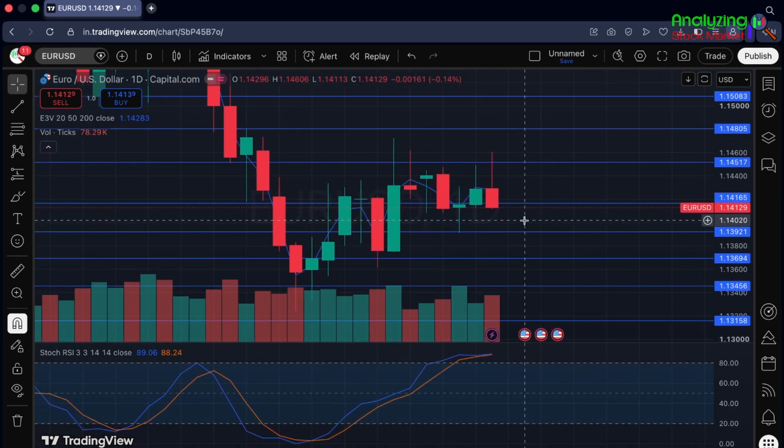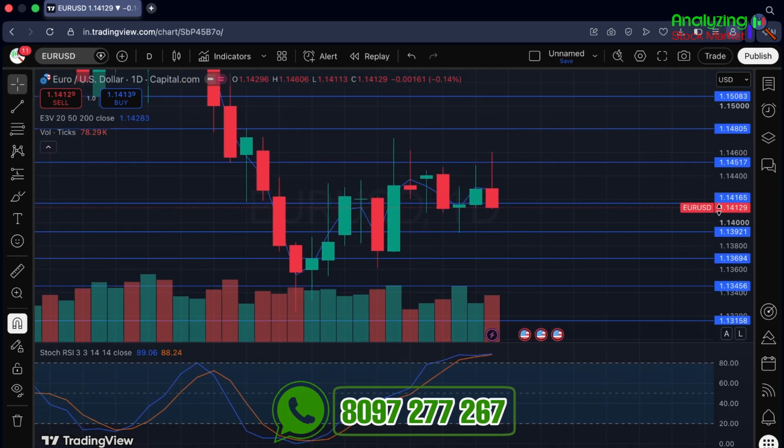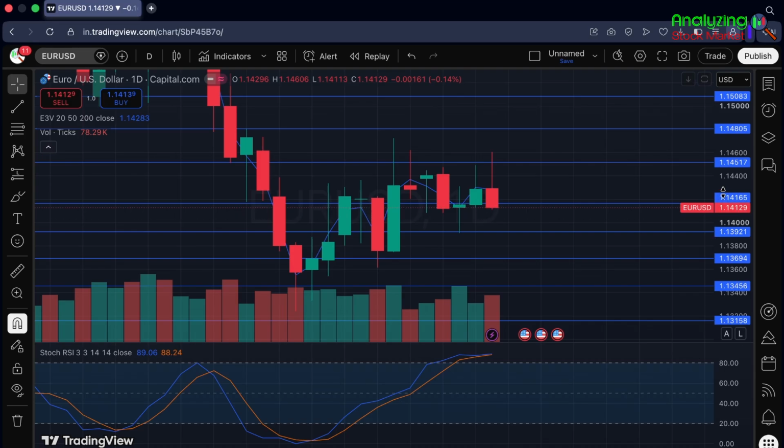So here let's talk about the closing first. 1.14129 is the closing. Here the direct support is 1.13921. Direct resistance is 1.14165. After direct support, there is a support of 1.13694 and then 1.13456. After direct resistance, there is a resistance of 1.14517 and then 1.14805. So these are two important support zones and resistance zones which will help you to take better stop loss and target levels according to your bias for this week.